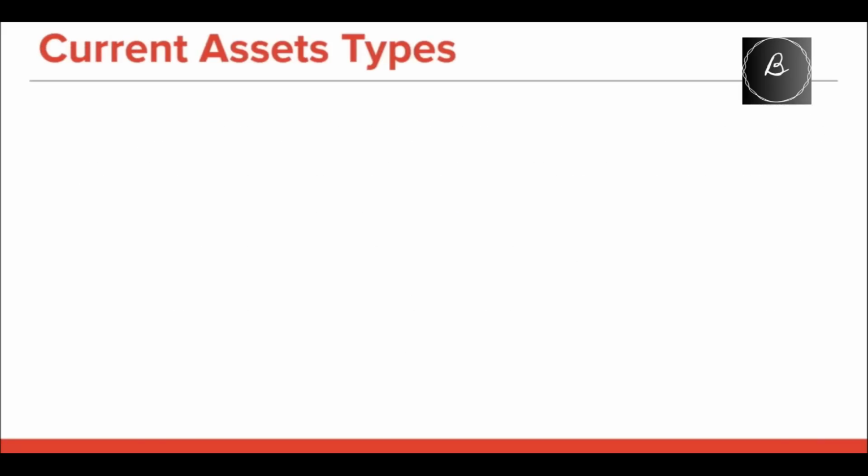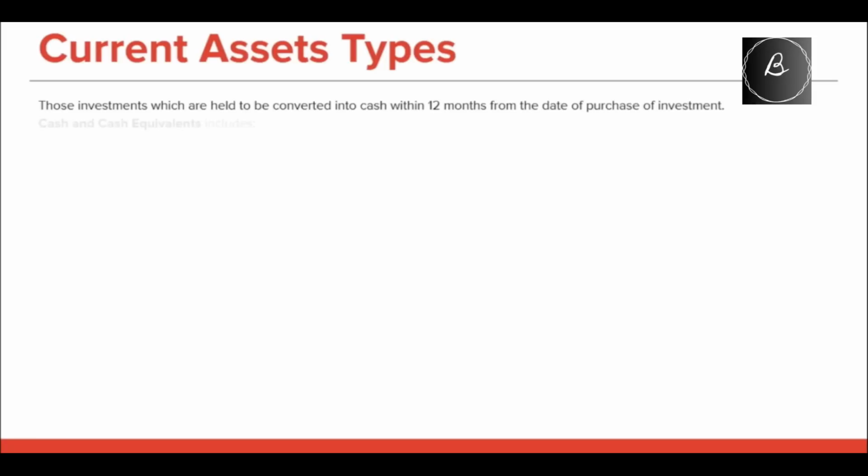Let's start with current assets types. Current assets are those investments which are held to be converted into cash within 12 months from the date of purchase of investment. Cash and cash equivalents include number 1. Balance with banks, that is the money that you have kept with your bank. Number 2 are checks or drafts on hand. Number 3 is the cash in hand. Number 4 are others.